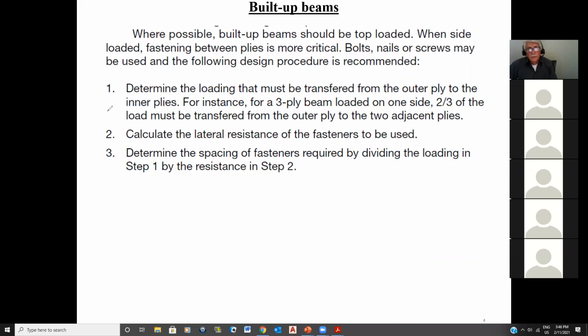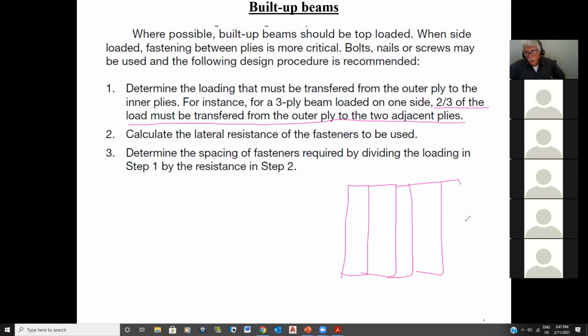So now, determine the loading that must be transferred from the outer ply to the inner ply. When you're side loading, you're going to have to do a little bit more than if it's top loaded. If it's top loaded, you just nail it, you don't care. But when it's side loaded, this is what you need to do. For instance, for a 3-ply beam loaded on one side, 2/3 of the load must be transferred from the outer ply to the 2 adjacent plies. So here's 1 ply, here's 2 plies, here's 3 plies, and even if I have a 4-ply or a 5-ply, it can go up to 5 plies.